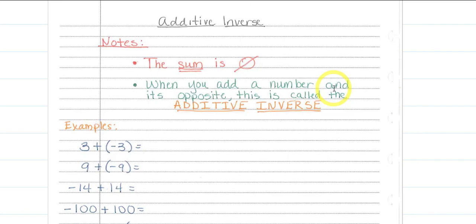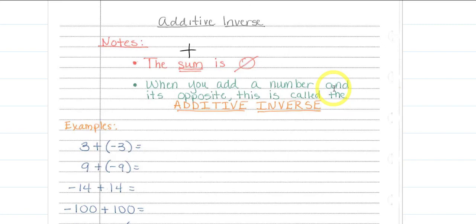Okay, so additive inverse. We have some notes first that I want to go over. The sum is 0. The sum is always going to be 0 when we start working with additive inverse. The word sum should indicate to all of us that it is an addition that we're going to be doing, okay? So the sum will always equal 0. The word is tells me that when we add, the answer is going to equal 0.